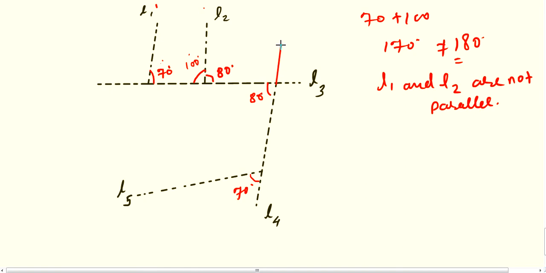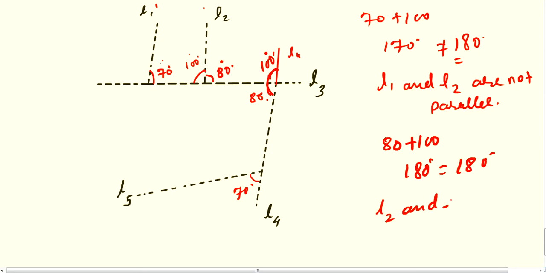And if we extend this line further, this angle is 100 degree, so this angle is 80 degree, so this will be 100 degree because they are making a linear pair, a straight angle. Now as you can see, this line is L4 and 80 degree and 100 degree are there. If we add 80 and 100, we get 180 degree, which is equal to 180 degree. That means lines L2 and L4 are parallel.